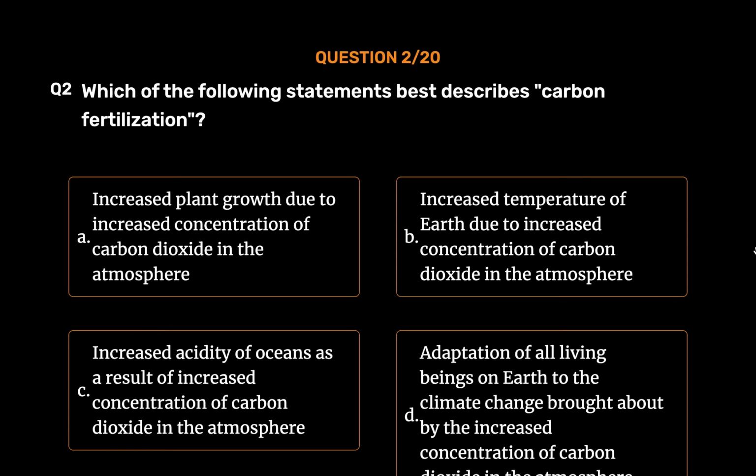Option D. Adaptation of all living beings on Earth to the climate change brought about by the increased concentration of carbon dioxide in the atmosphere. The correct answer is Option A. Increased plant growth due to increased concentration of carbon dioxide in the atmosphere.